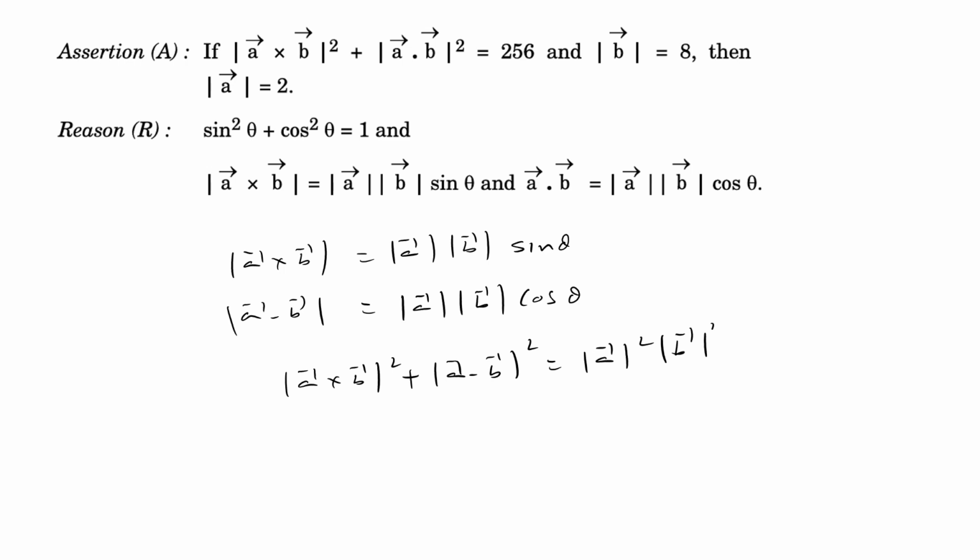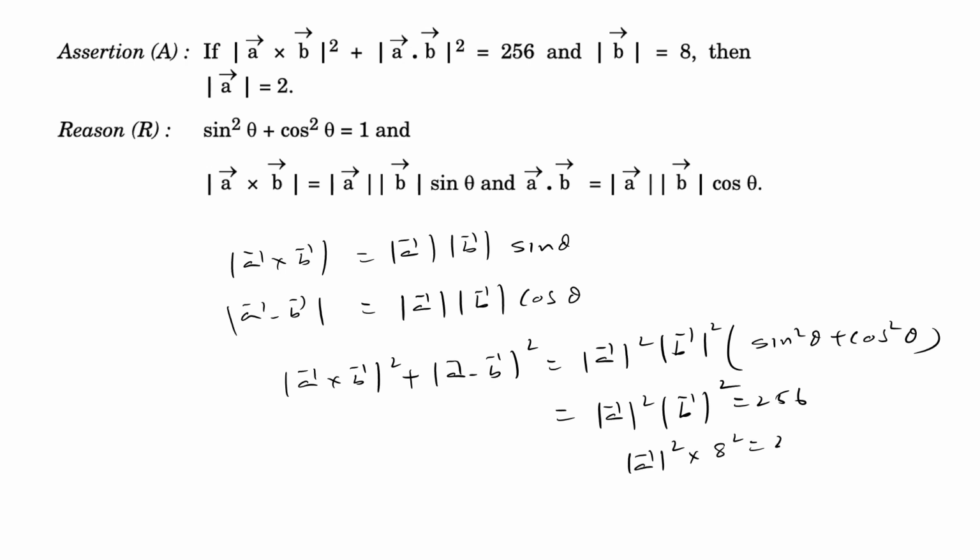A square B square can be pulled out. Inside the bracket we'll get sin square theta plus cos square theta, which turns out to be 1. So the left hand side is A square B square, which is equal to 256. Magnitude of B is 8. So magnitude of A square into 8 square is equal to 256. So we get magnitude of A square is equal to 64 fours are, so this is equal to 4. We get magnitude of A is equal to 2.